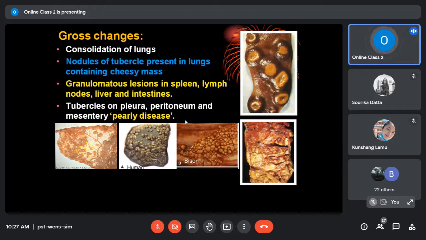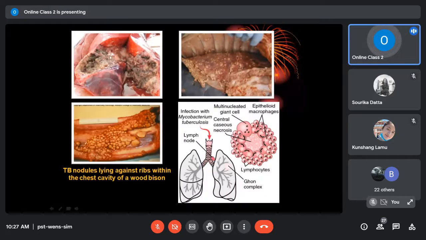So it is known as pearly disease, and this is very important for your examination. And these are some more pictures showing the tubercles, those TB nodules. I'm showing this central caseous necrotic area surrounded by, and these are miliary. Miliary means small, I mean, on this surface of the pleura, right?